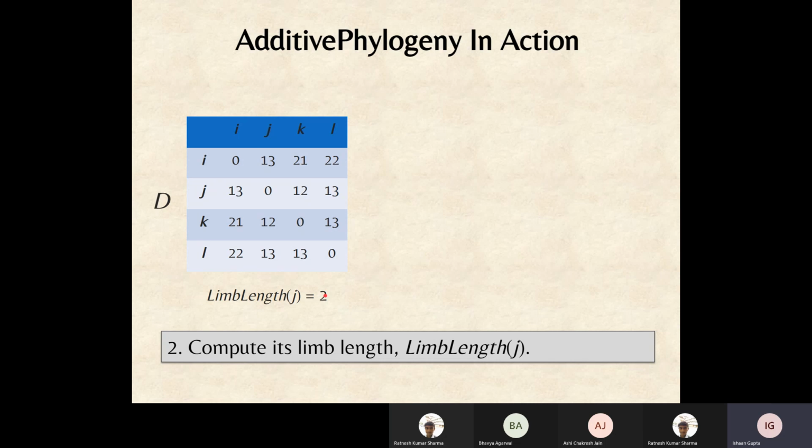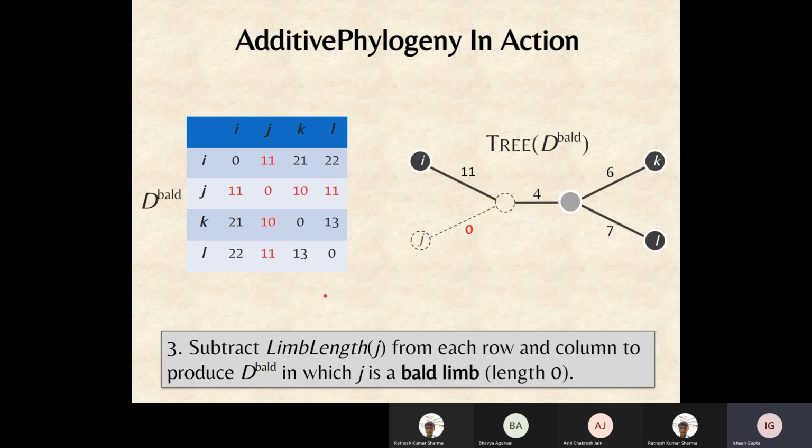Now that we have calculated the limb length of J, what we do is subtract the limb length J from each row and each column of your proposed tree to come up with what's called a bald tree. A bald tree is a tree which has a bald limb. So a bald limb is basically a limb of edge weight 0.